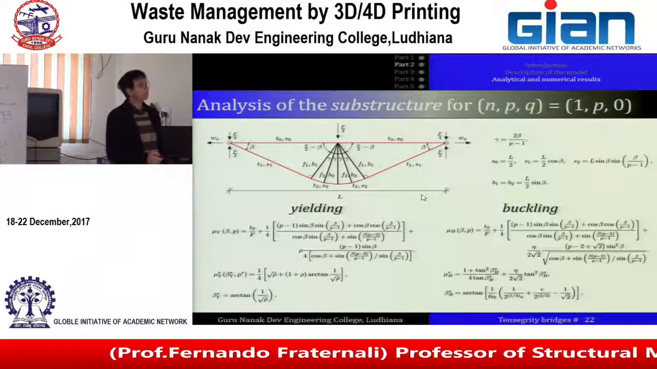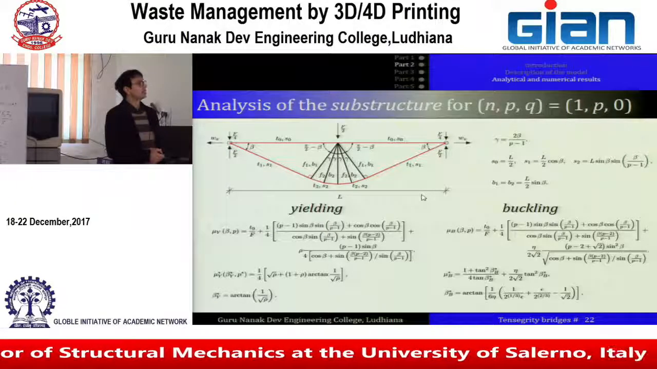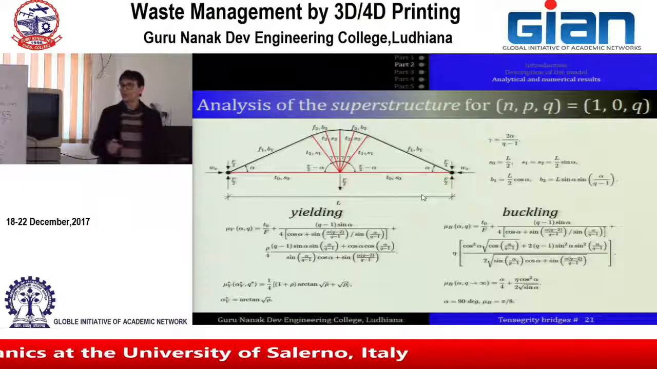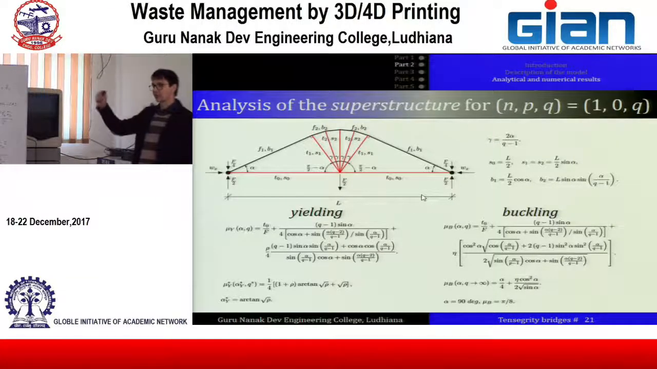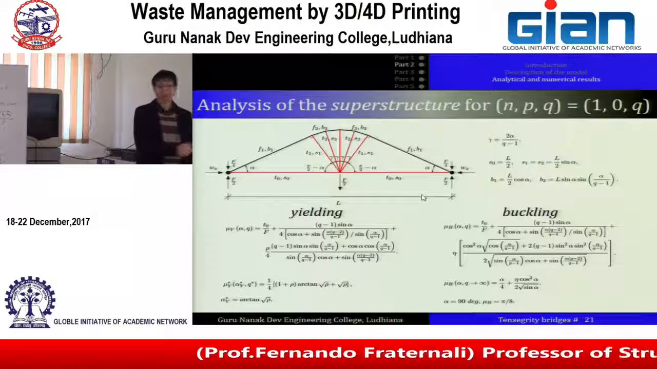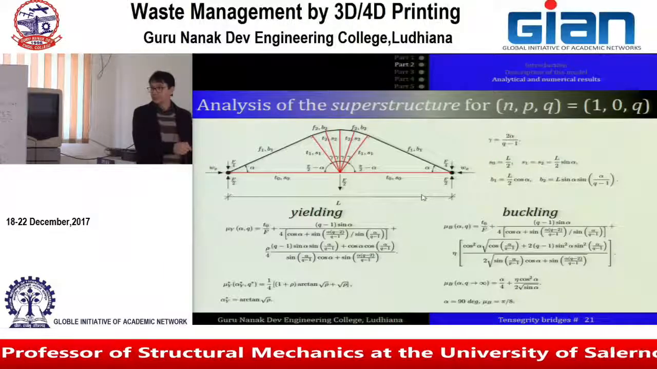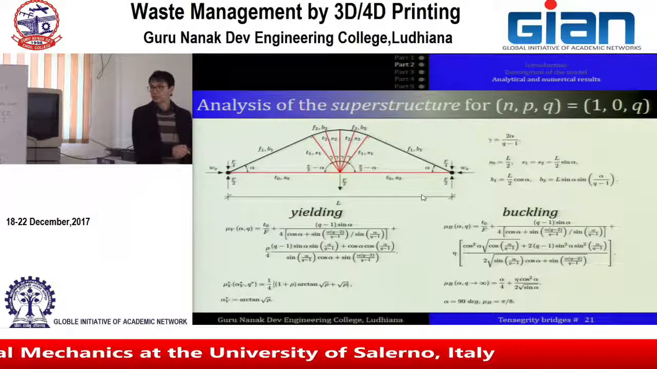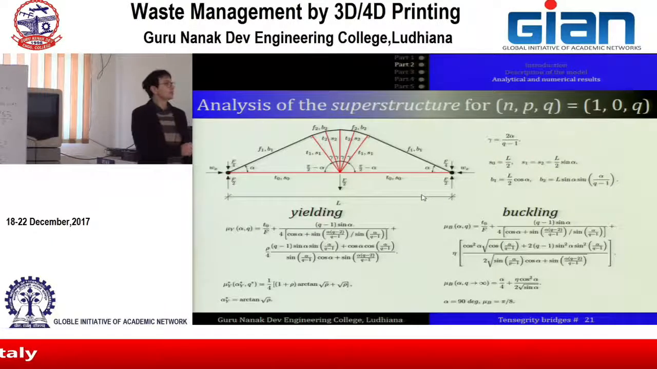So those are the forces. Let's go back. Assume that the force to be carried is capital F. You have F over 2 here, F over 4 here, F over 4 here. By global equilibrium, you compute the reactions of the rollers, which are F over 2 and F over 2.